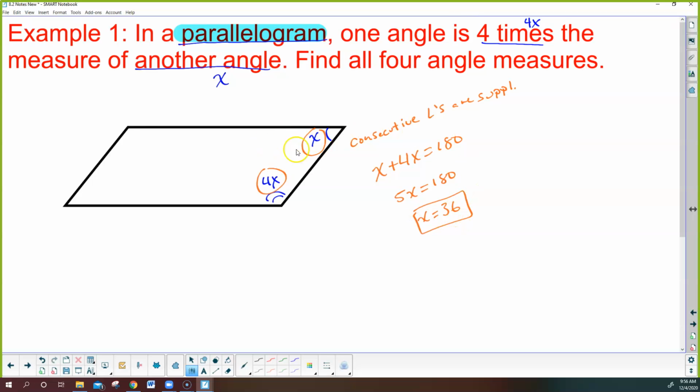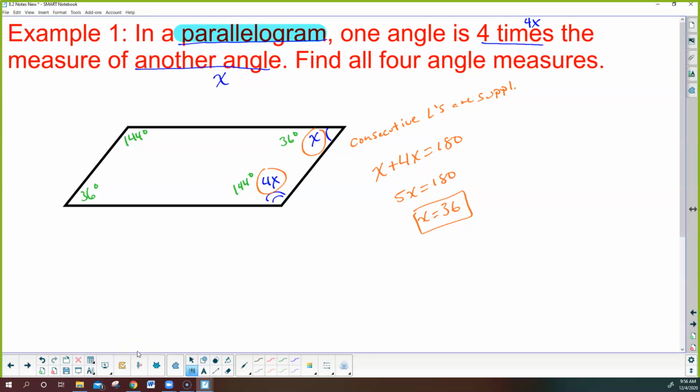So that's x, but we're not done, right? Because we want to find all the angles. So if I go back in and plug in, this is 36 degrees. 36 times 4 gives me 144. So those are the two angles, but then if we want to find all four, I actually have to know that opposite angles are congruent as well. So this is 36, and opposite of this is 144. That's one way to do this problem.